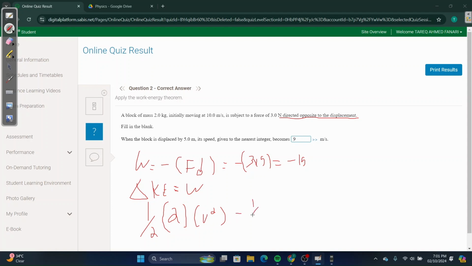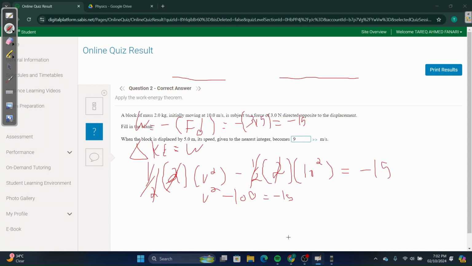Minus half of, again, the mass times u squared, where u is the initial velocity. So times 2 times u squared, and u would be initially moving at 10 meters per second, so this would be 10 squared, all equals negative 15. Now we could either do this on a calculator, but some people don't have an equation solver, so I'm just going to do this by hand. Half times 2 is basically 1, because it's 2 over 2, so this cancels the whole thing, and this half cancels with this 2. So what you have right now is v squared minus 100, because 10 squared is 100, equals negative 15.